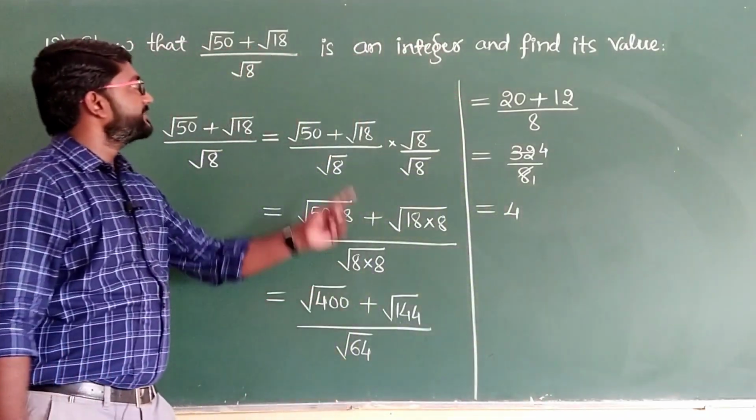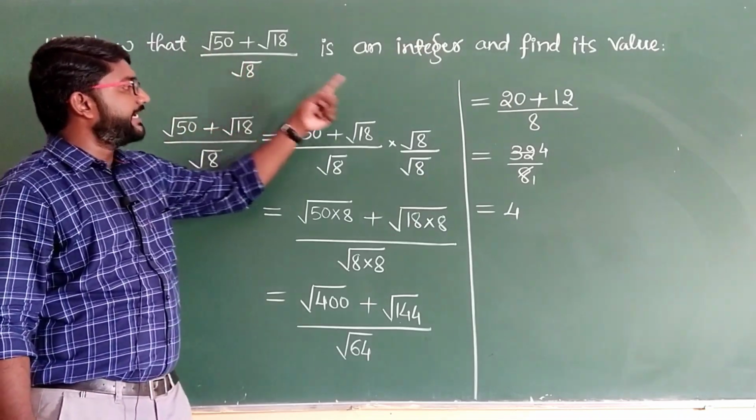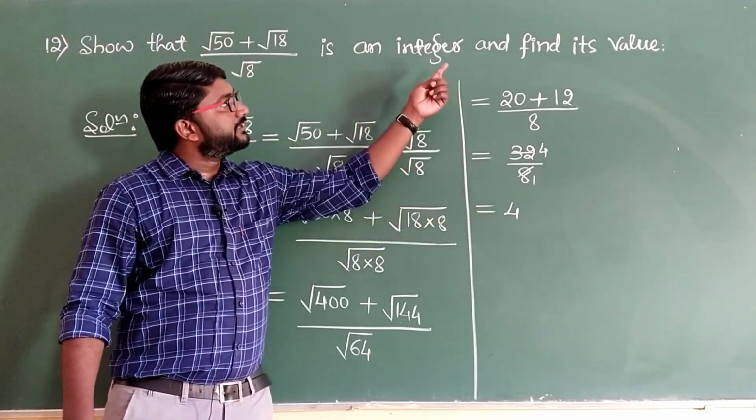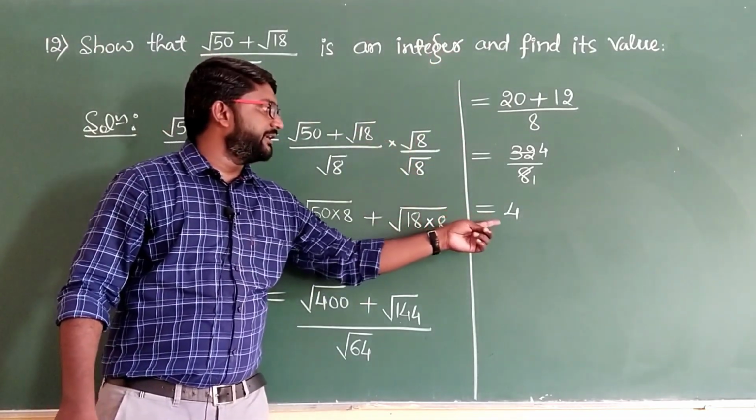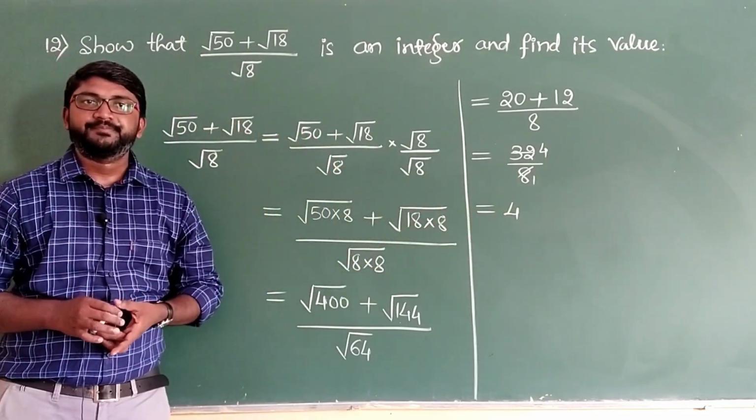So we have expressed the given surd. We have shown that the given surd is an integer and the question was find its value. The value is 4. So this is all about the 12th problem.